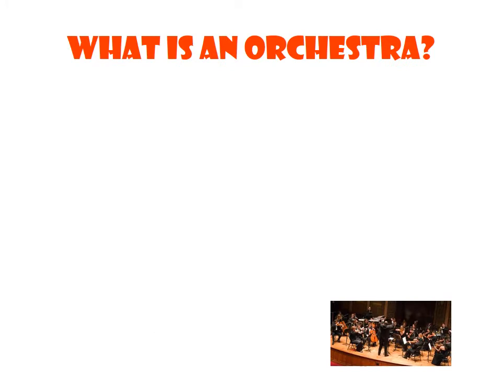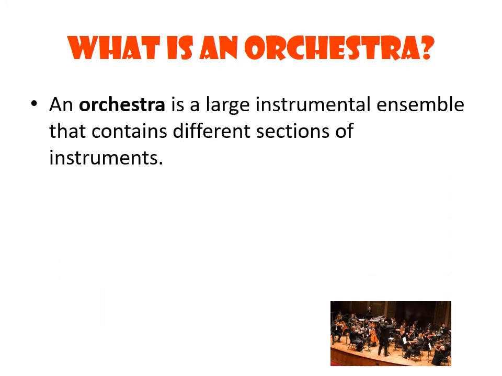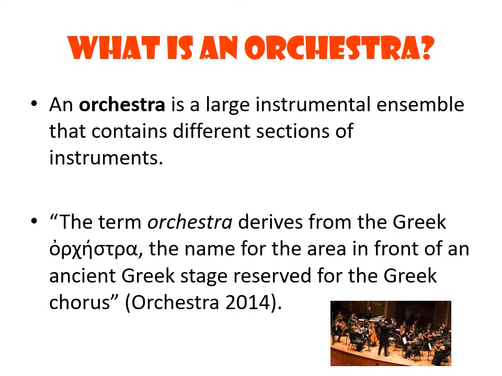So what exactly is an orchestra? An orchestra is a large instrumental ensemble that contains different sections of instruments, so different types of instruments. The term orchestra derives from a Greek word, and I'm not even going to try to say that, which is the name for the area in front of an ancient Greek stage reserved for the Greek chorus. If you think about the Greek arenas with a massive semicircle of seats, that space down at the bottom in the middle is what would be reserved for the Greek chorus, and that is where the term orchestra comes from.